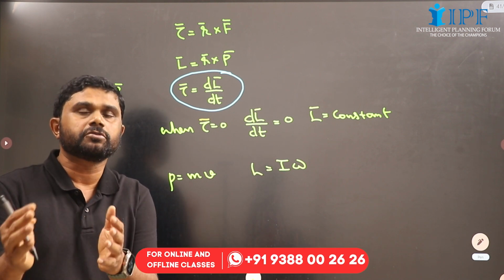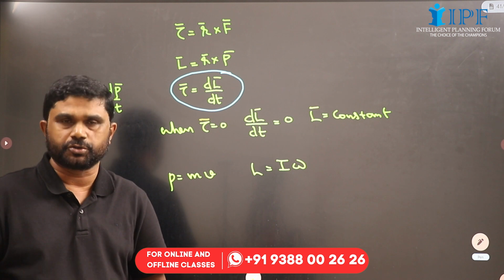So when PV equal to constant, we can say P1 V1 equal to P2 V2.